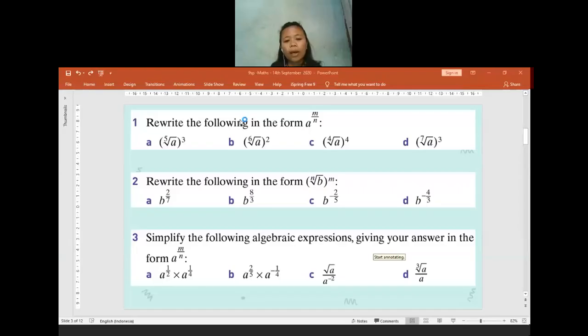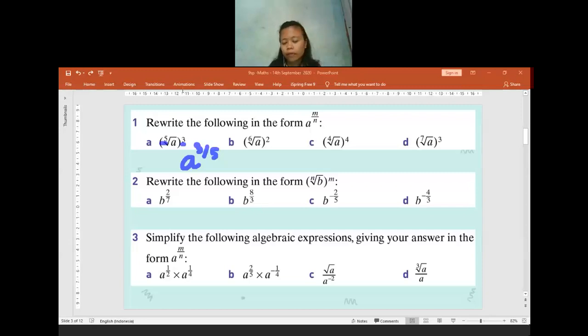Per n, the letter m in here will be showing us the power. The n in here will be showing us the number for the root. So later, if we have fifth root of a to the power of 3, it means a to the power of 3 per 5. This is what it means by a to the power of m per n. So we can write it as a to the power of 3 per 5.